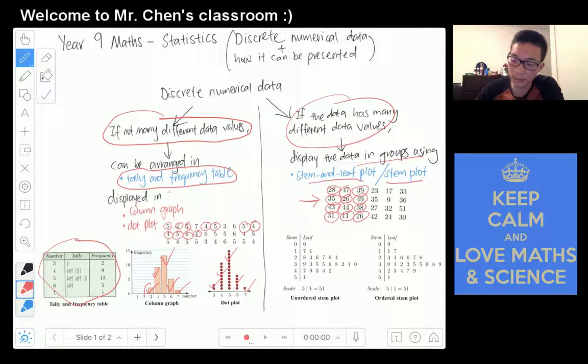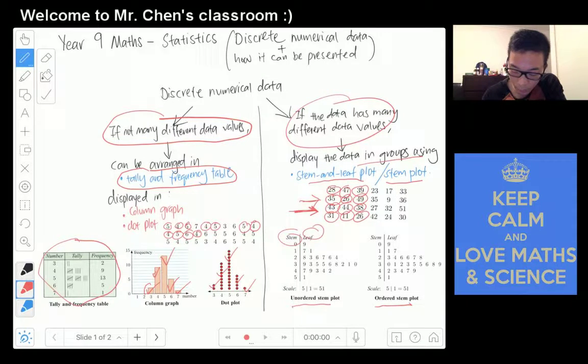The way to present a stem plot would be like this. You have a stem and you have a leaf, and this is the unordered stem plot. This is an ordered stem plot. Ordered means you have rearranged the numbers. I always advise my students to rearrange your data in ascending order, from smallest to biggest first, which makes it easier to see, and you won't get confused on the data. It's a lot more organized. So first organize your data, and then create a stem and leaf plot.